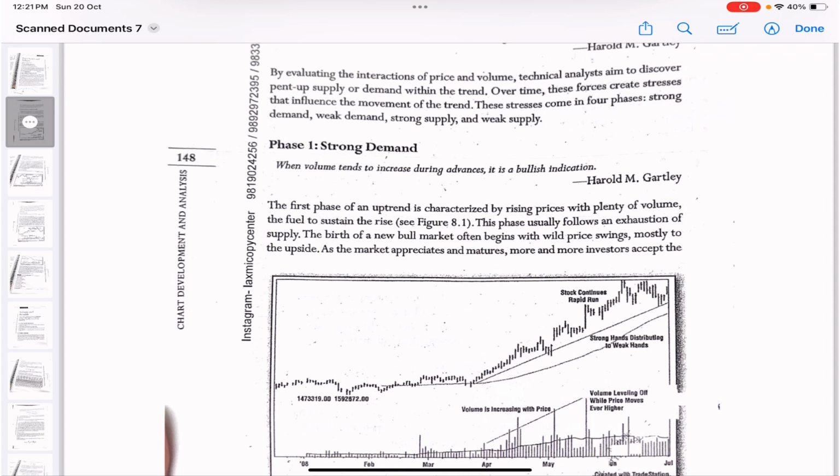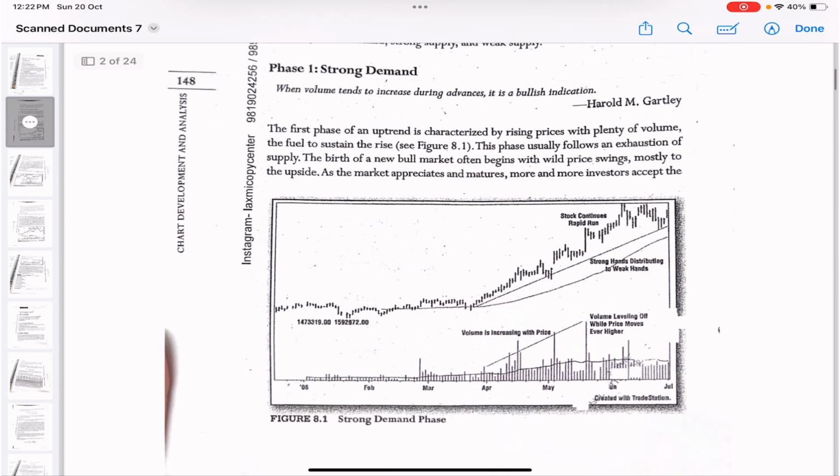So let's talk about phase one, which talks about strong demand. When we talk about strong demand, we are saying that there is a buying pressure or the buyers are stronger as compared to the sellers. What does that mean? When the volume tends to increase during advances, it is a bullish indication. Advances is basically accumulation. Advances means the price is going in your direction if there is an uptrend going on and if there's a significant high volume. The first phase of an uptrend is characterized by rising prices with plenty of volume. The fuel to sustain the price usually follows an exhaustion of the supply. The birth of the new bull market often begins with wild price swings, mostly to the upside.